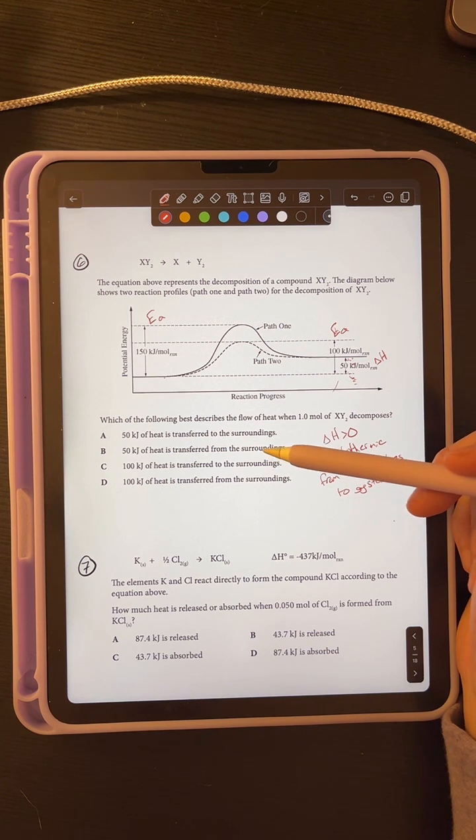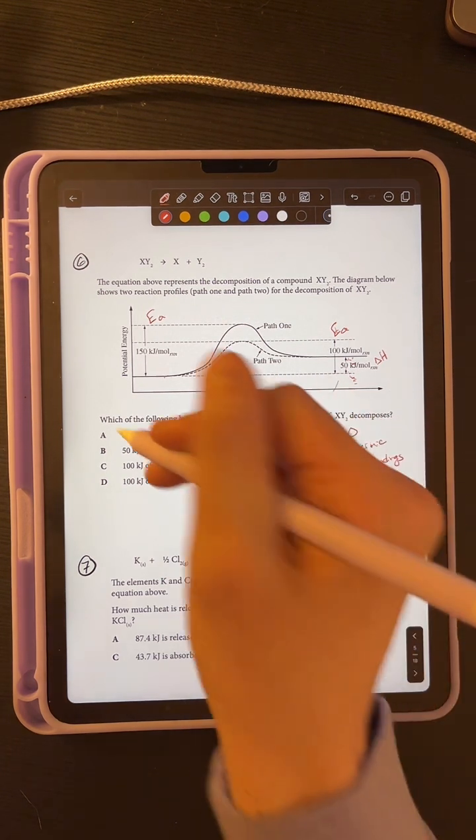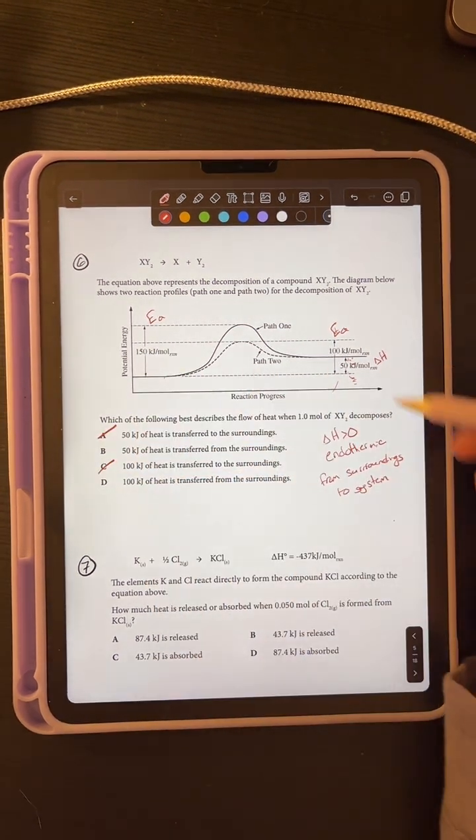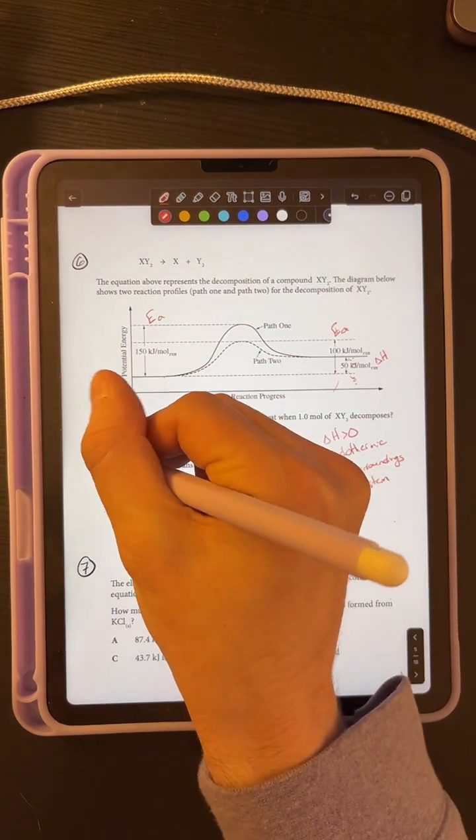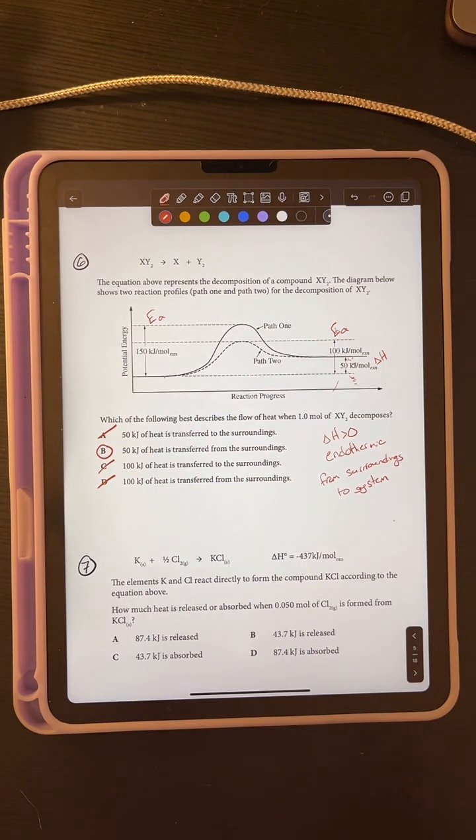So from surroundings, that's either B or D, so we can cross out A and C. And we said it was 50 kilojoules because that is our delta H. So our choice B is the answer. I saw a couple of you with that in the chat. That's awesome. Good for you. You got it.